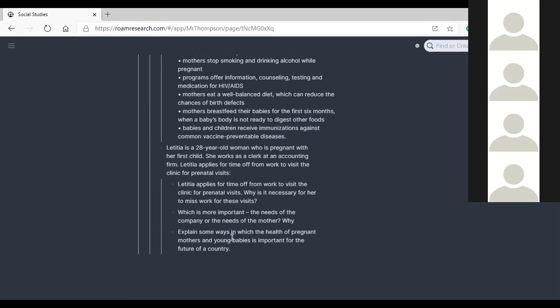Explain some ways in which the health of pregnant mothers and young babies is important for the future of a country. There was, I think, so I remember reading this about a scientist. She stated it. I think it's Cecily Williams that found out about the question.